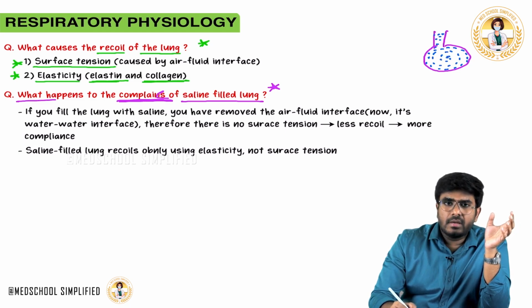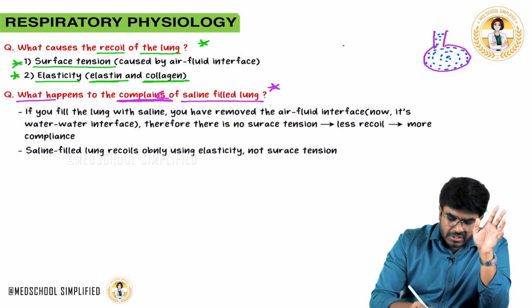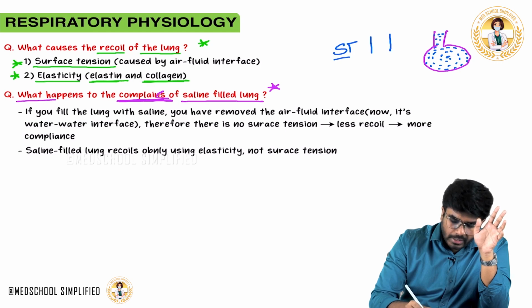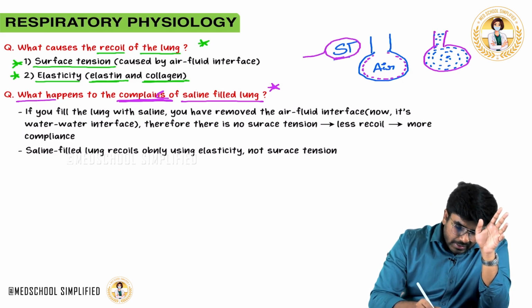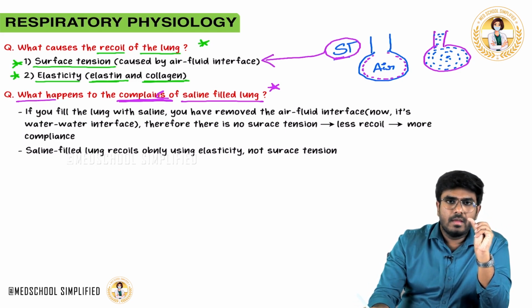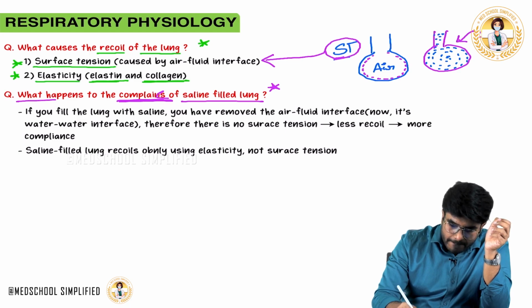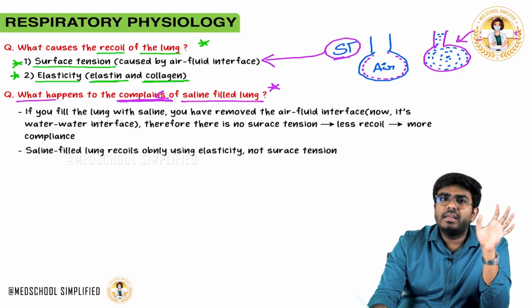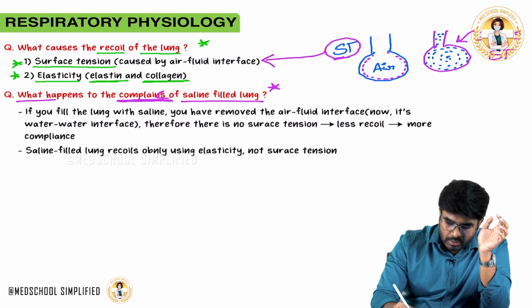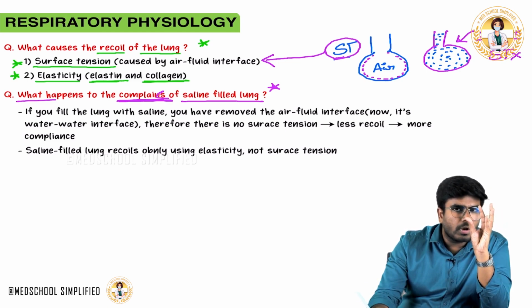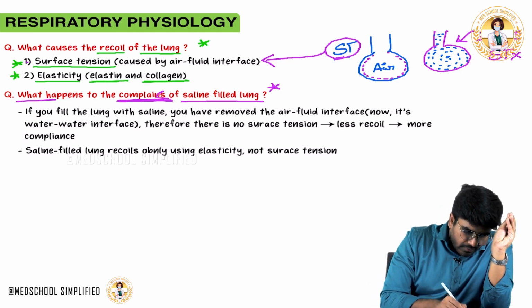Normally, surface tension is going to be due to what? In a normal lung, there is air here and there is water. There is an air-water interface. Whenever an air-water interface is there, it develops a force called surface tension, and surface tension is a recoiling force, a collapsing force. Now, if I fill the entire alveolus with saline, there is no air-water interface, there is no air. Whenever there is no air-water interface, there is no surface tension. Surface tension is not going to be there, so there is no collapsing force.